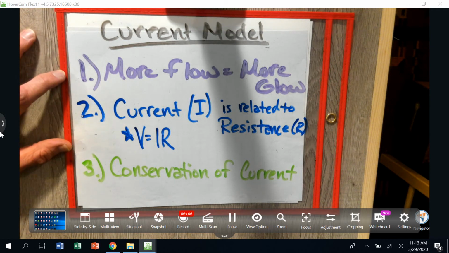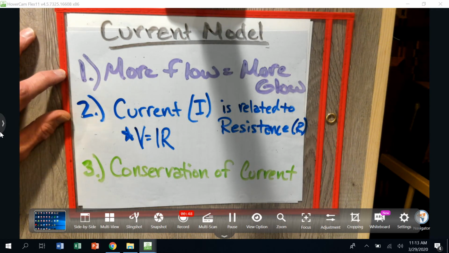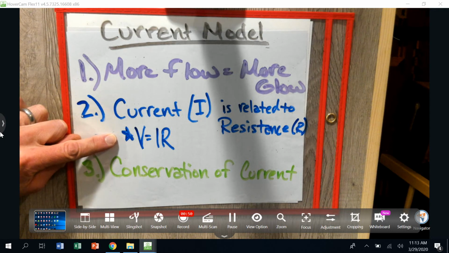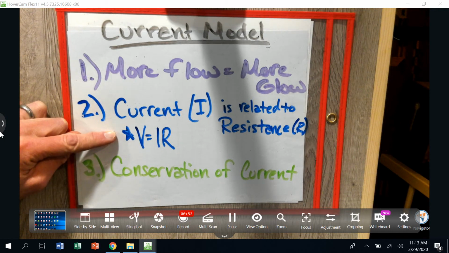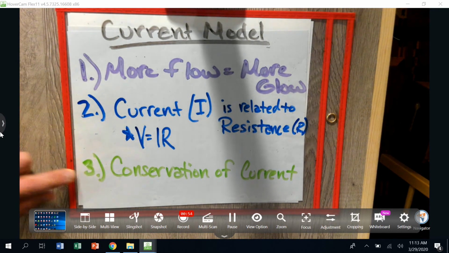So current is related to resistance through this formula, Ohm's law, which we'll take a look at more in-depth when we solve circuits. And then we have number 3, which is conservation of current. Which means that I don't lose current when I go through a bulb or any resistor. It just keeps flowing. What goes in comes out.